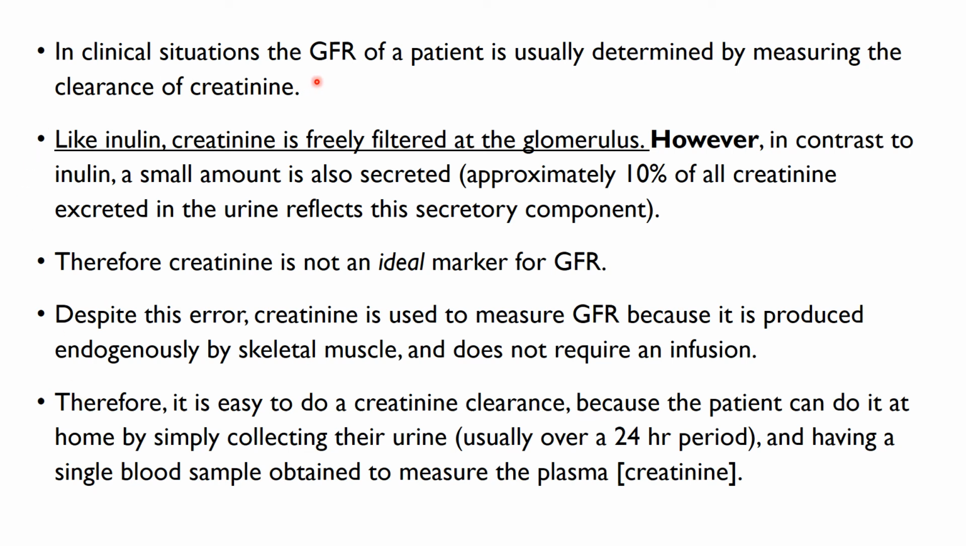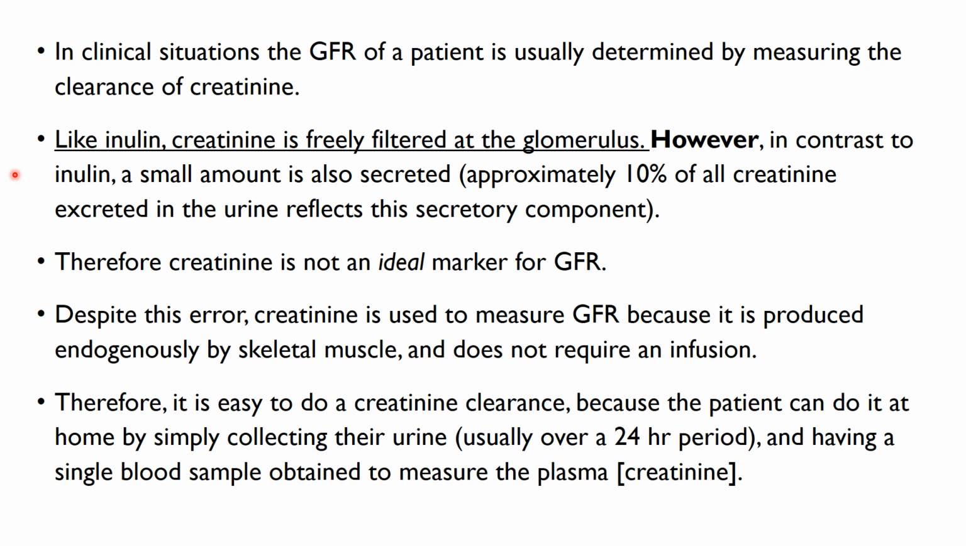Now, in clinical situations, the GFR of a patient is usually determined by measuring the clearance of creatinine because, like inulin, it's freely filtered at the glomerulus. However, it's not perfect. In contrast to inulin, a small amount actually gets secreted from the peritubular capillaries back into the nephron. And the amount of creatinine in the urine does include what gets secreted. Therefore, it's not a perfect marker for glomerular filtration rate. However, it is still used clinically.